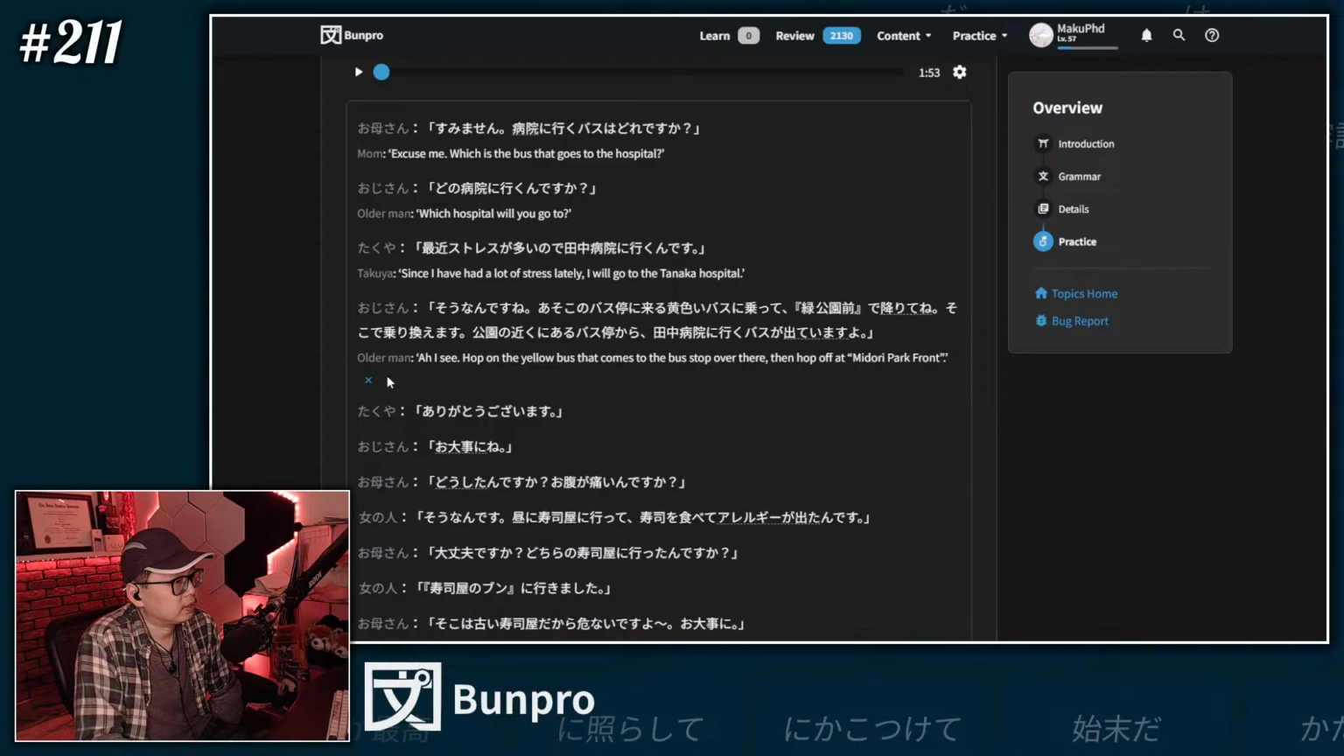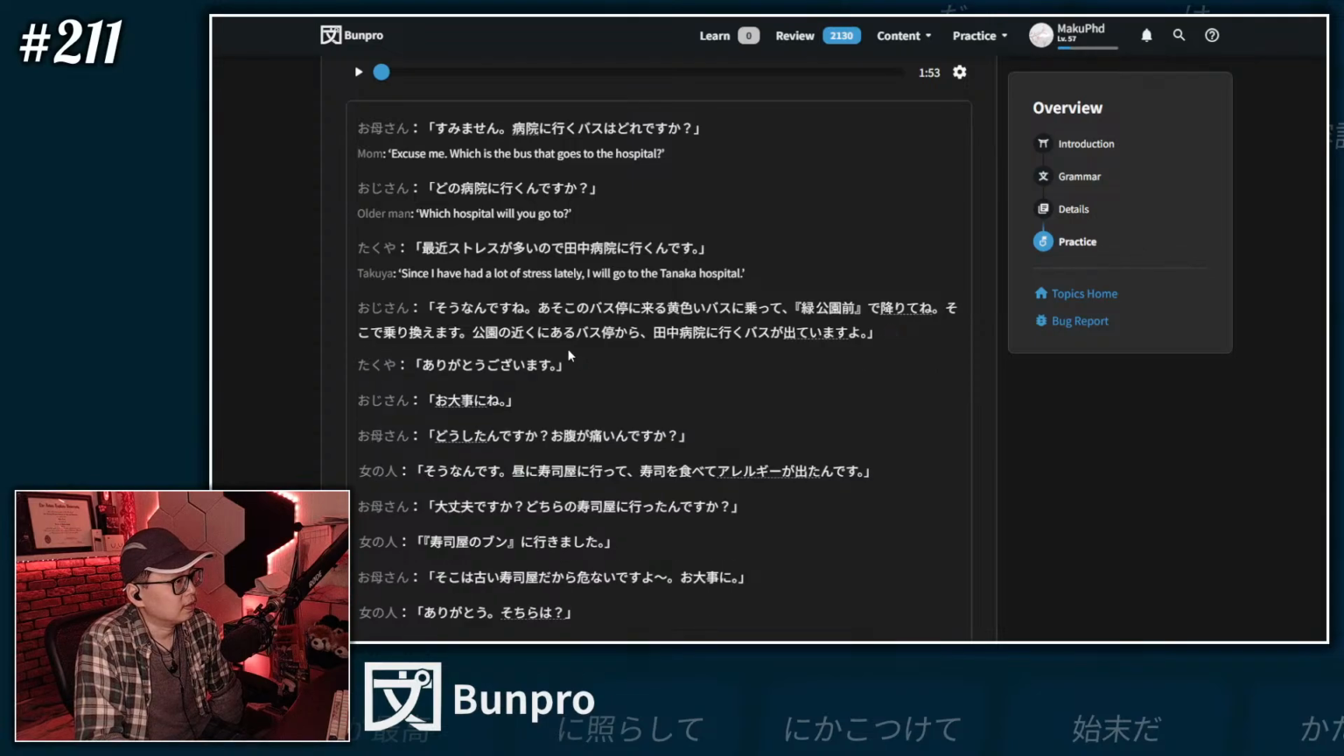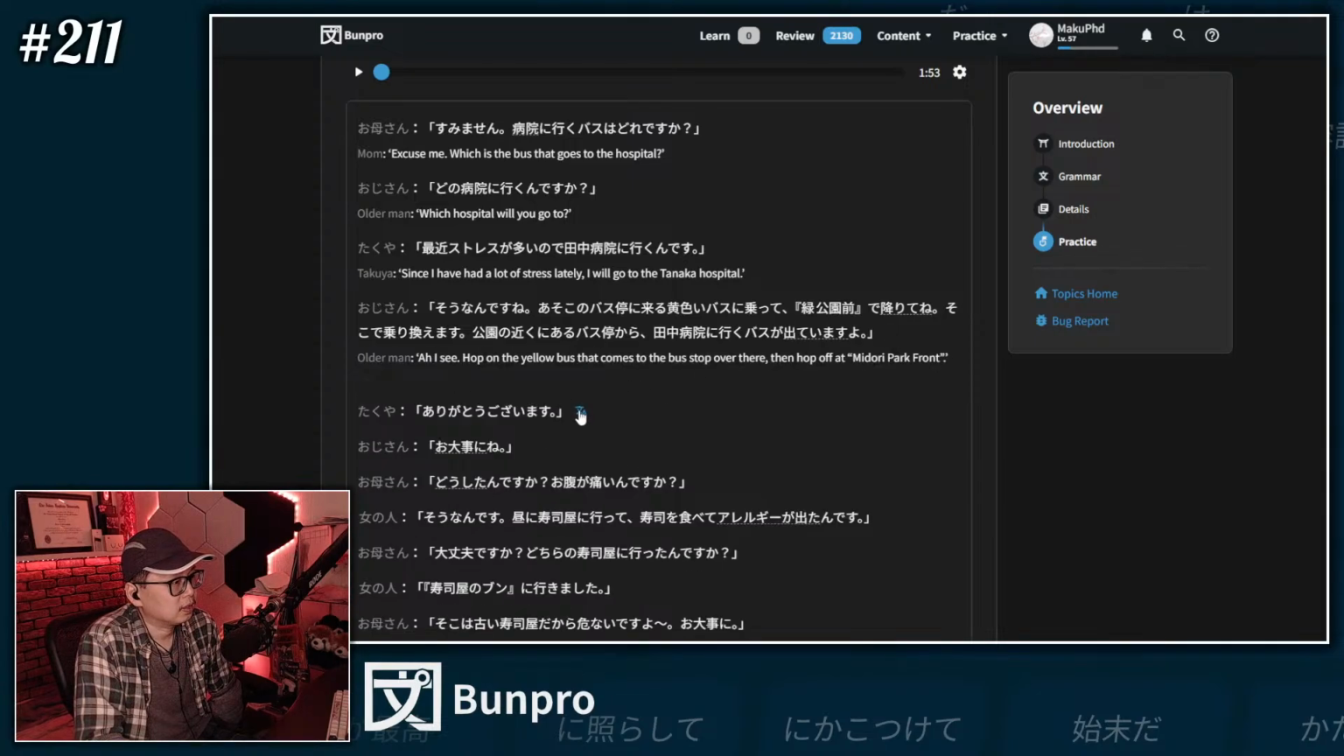Wait, what happened to the rest of this? Okay, the rest of this is missing. Wait, is it attached to this? No. Okay, so half the things are missing. And I'm pretty sure that you transfer there. And then from the bus stop there, you will be close to like a park, right?